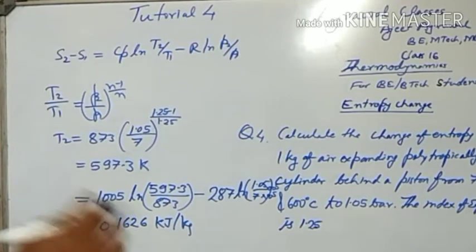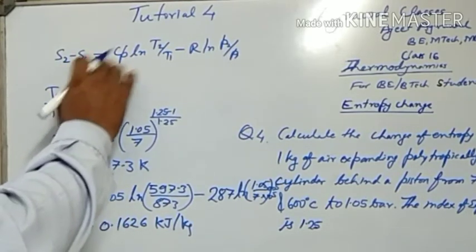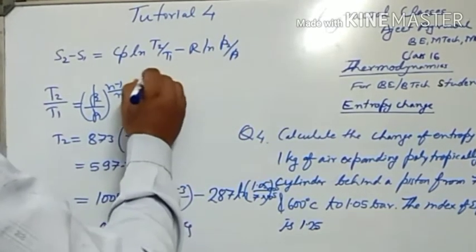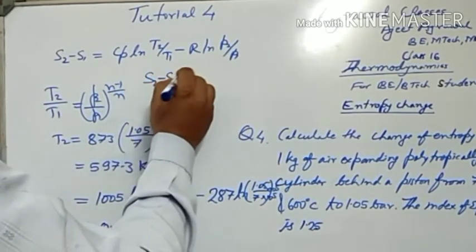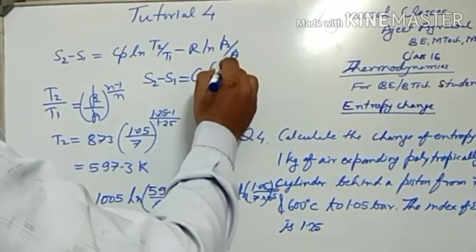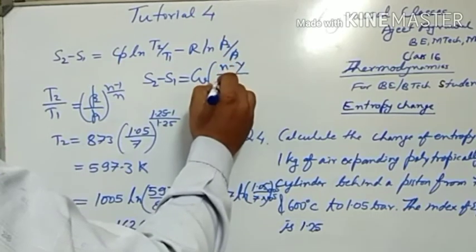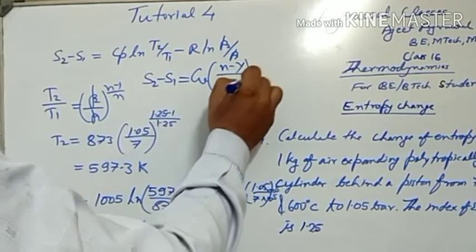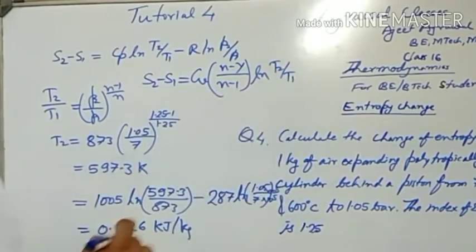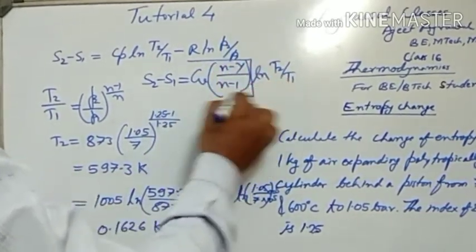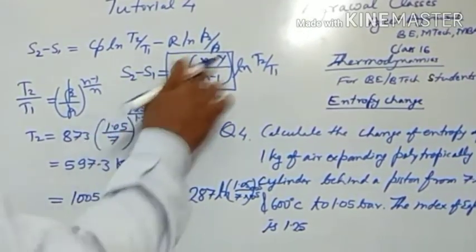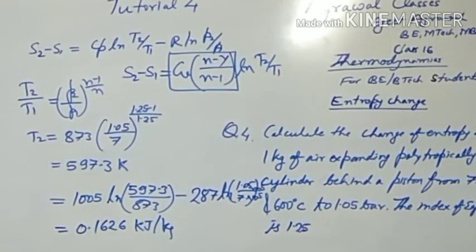Then there is another way you can find out, instead of using this formula for the polytropic process. We have another formula: S2 minus S1 is equal to Cv into (n minus gamma) upon (n minus 1) into log of T2 upon T1. Here, this is the specific heat during the polytropic process. So we'll substitute the values here and we'll get this answer.